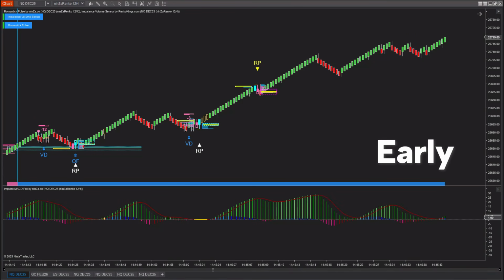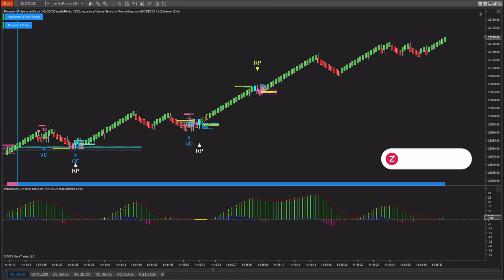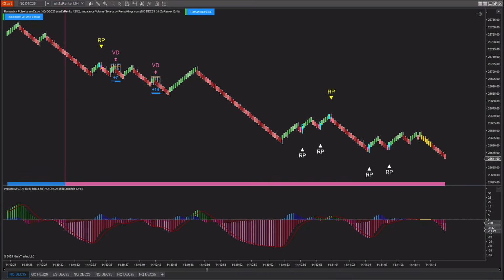Within this strategy, imbalance volume sensor and Romantic Pulse complement each other seamlessly. They take turns capturing the earliest signals at the very beginning of a trend, allowing us to detect shifts in order flow right when the market starts gaining momentum. In particular, Romantic Pulse demonstrates exceptional sensitivity in identifying micro swing points, the kind of early inflection zones that pro traders love to exploit for premium entry positions before the major move unfolds. In other words, even if you miss one setup, the next one is never far behind, all supported by a consistent, flow-based logic that reflects the true behavior of market participants.